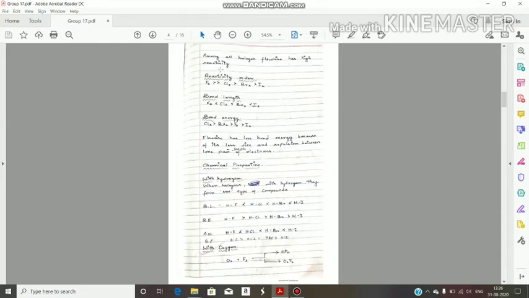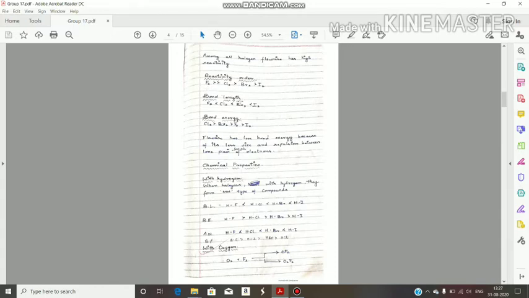Next, among all halogens, fluorine has high reactivity because of high electronegativity. That is why fluorine is called a superhalogen. Why is fluorine called a superhalogen? Because of its high reactivity. Why does it have high reactivity? Because of high electronegativity.